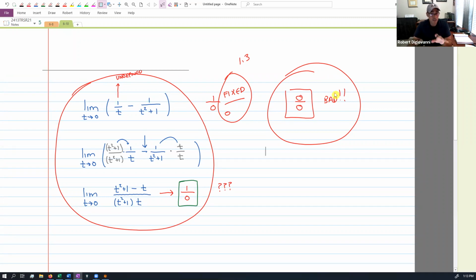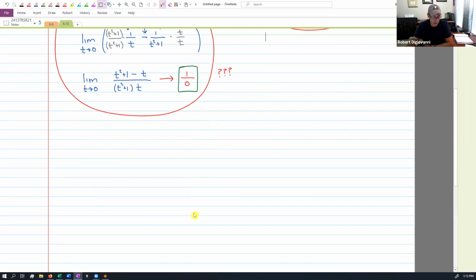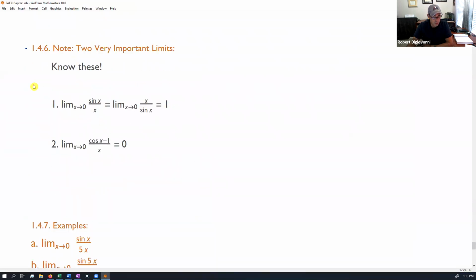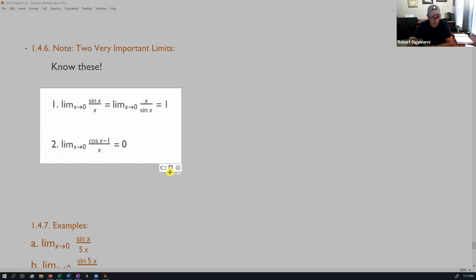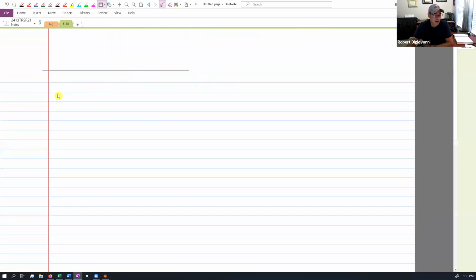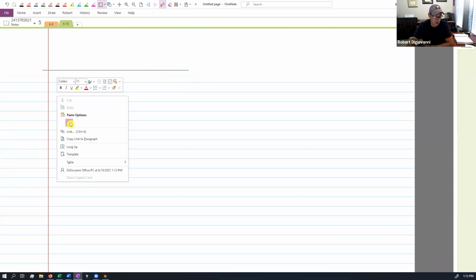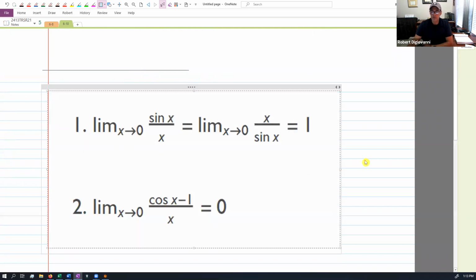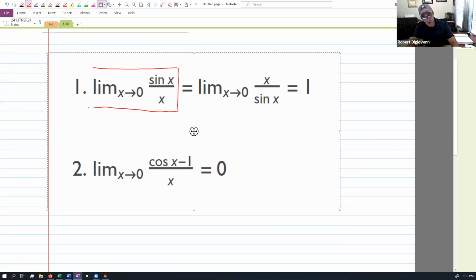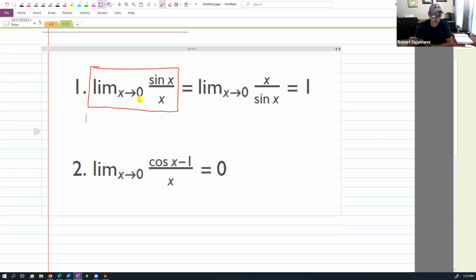But before I can do it, I have to give you 2 very special limits. There are 2 limits that everyone here needs to know. Here they are. At this point in time, I cannot show you why they are what they are. There's nothing I can do to explain why these are the way they are. So let's just look at this right here: sine of x over x, limit as x goes to 0. Let's just look at that.